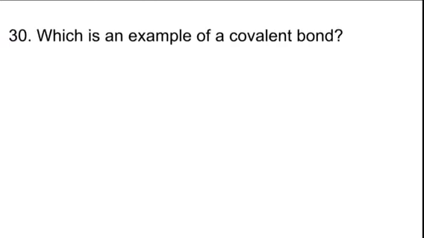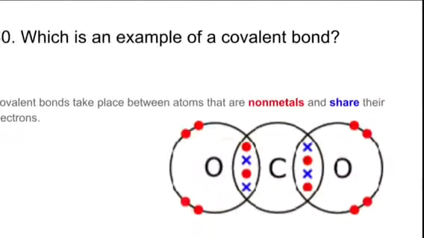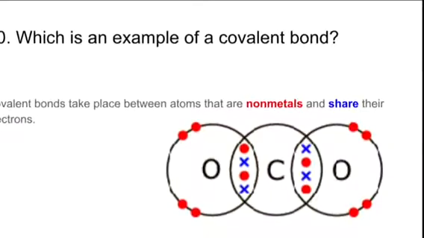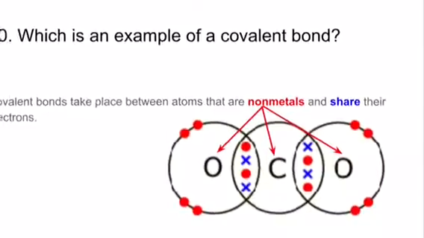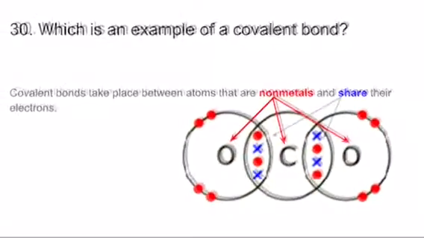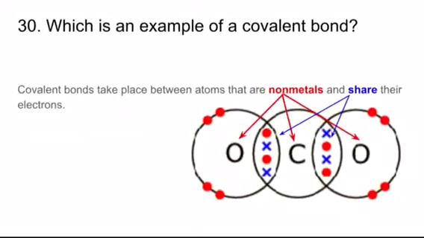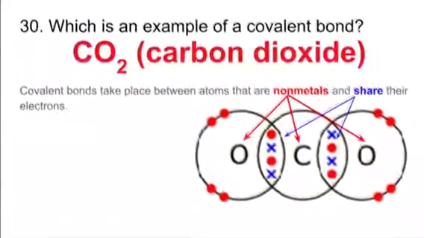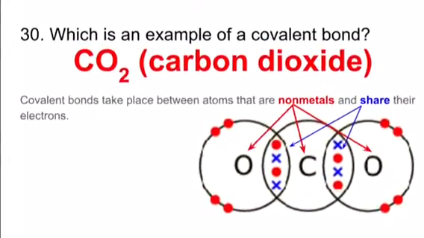In question number 30, we want to know an example of a covalent bond. So again, we're looking at carbon dioxide, and we know covalent bonds are usually taking place between nonmetals, and they're going to share their electrons. So here we can see oxygen and carbon. These are nonmetals, and you can see in the diagram that there's 2 double bonds happening. There's 4 pairs of electrons being shared. So the example that was given, or the choice that we could choose, would be carbon dioxide.